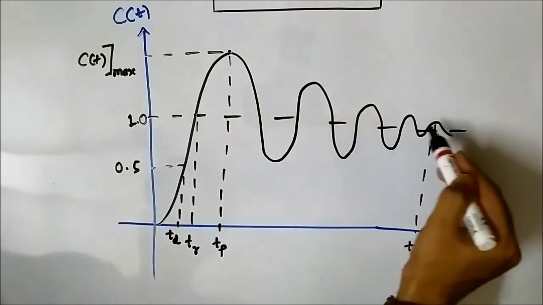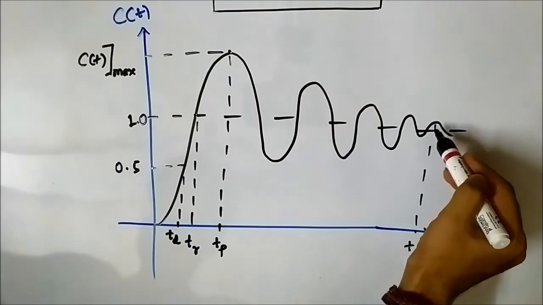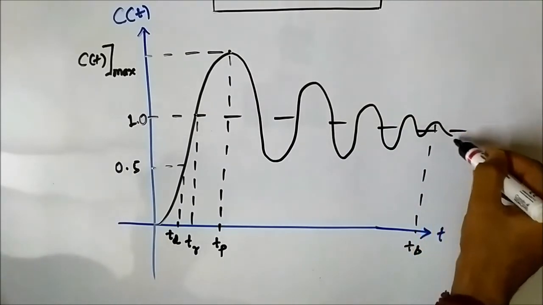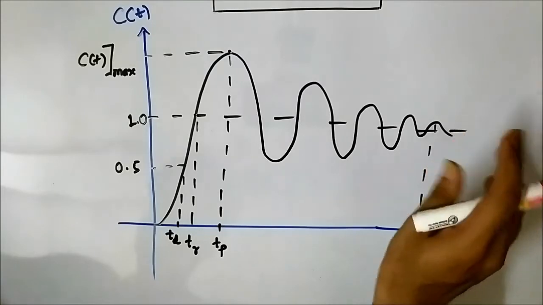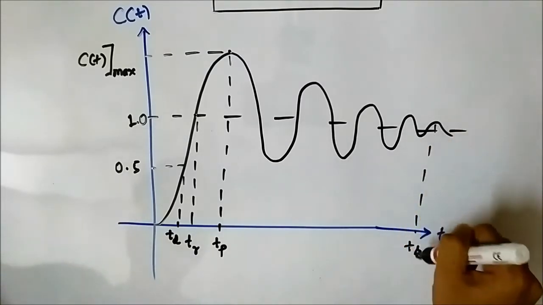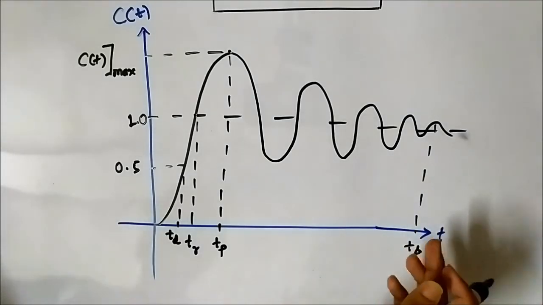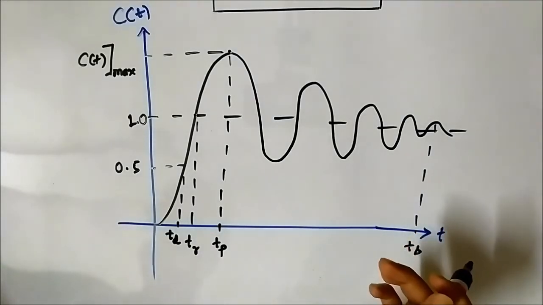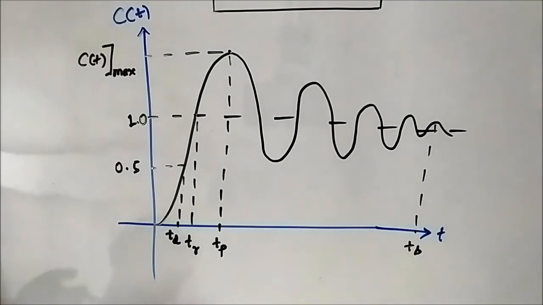Again it reaches the steady state value, which is 1. So finally, when the output response reaches the steady state value and continues to stay within that range, that is called the settling time, T S. So here there are various things that are important.